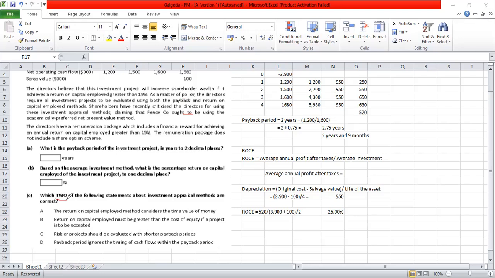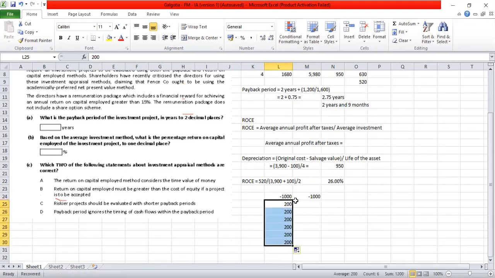D says payback period ignores timing of cash flows within a payback period. How do we answer this one? Yesterday also, I explained to you that suppose there is an investment of minus 1000. There are two projects, project A and project B. Project A has cash flows evenly for a short period: this is 500, this is 500, and this is 500. After that, let's not have any more.